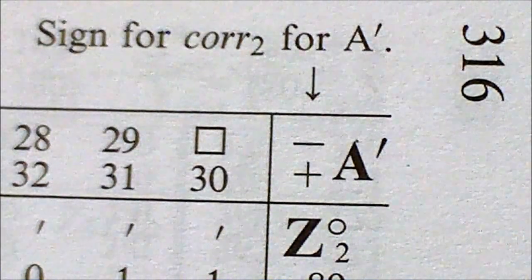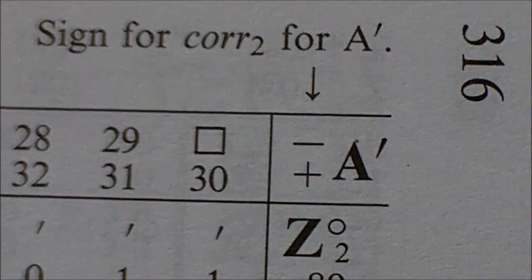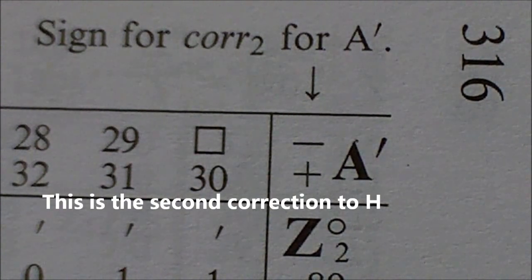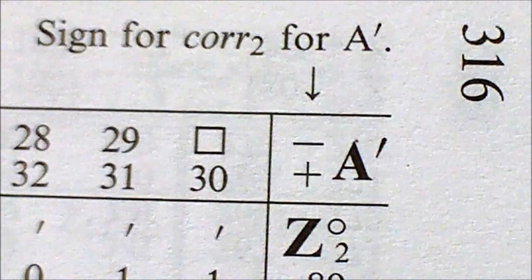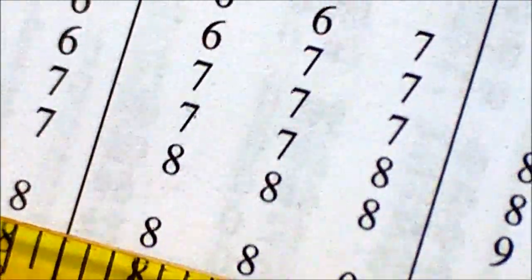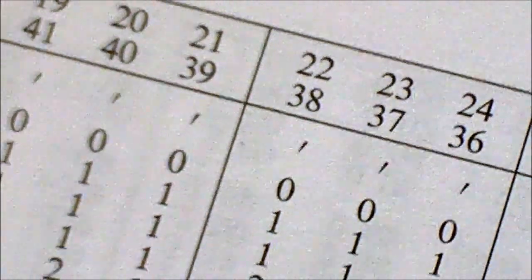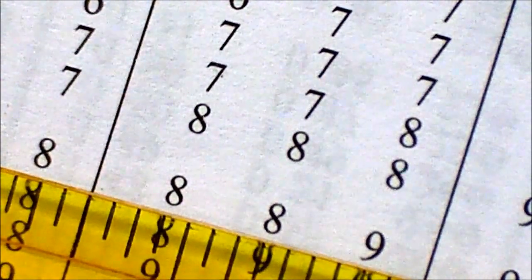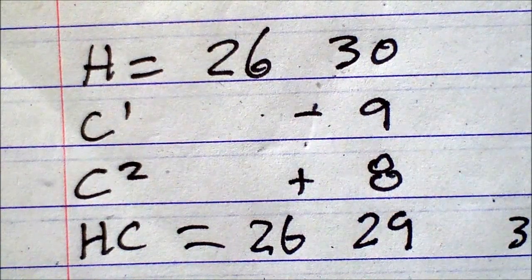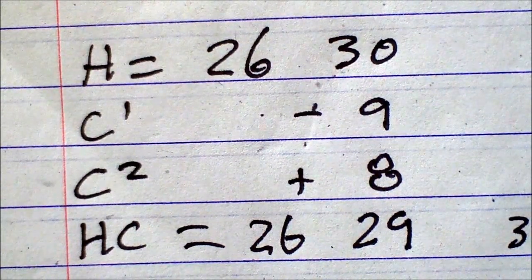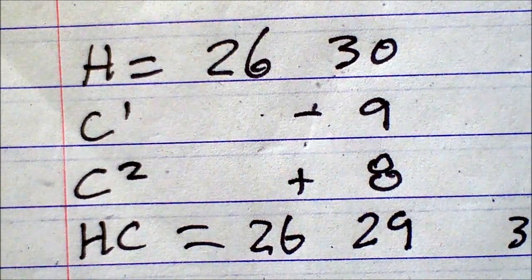For our next correction, we use A's minutes and Z2's whole degrees. And this will be a negative correction if A's minutes are between 1 and 29, and it'll be a positive correction if A's minutes are between 30 and 59. In our case, A's minutes are 38 and Z2's whole degree is 69. So our correction is +8. All right, so we take the value of H, 26 degrees, 30 minutes, and we subtract 9 minutes from that for the first correction. For the second correction, we add back 8 minutes, and that gives us an HC of 26 degrees, 29 minutes.